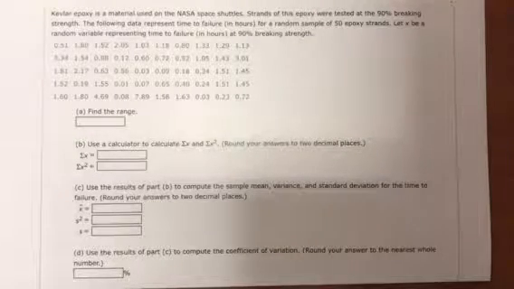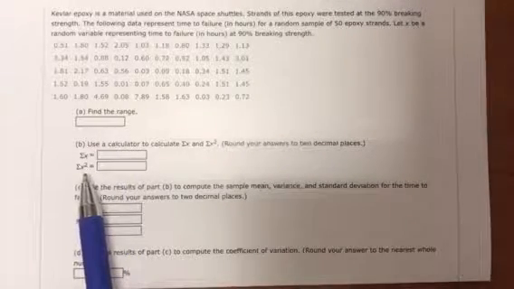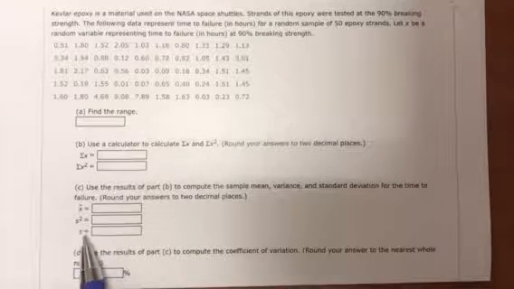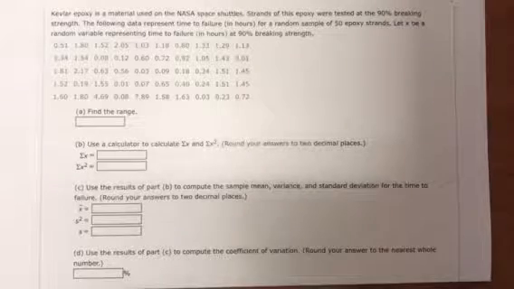Okay, so we have an example here where we are going to enter values into our calculator and use our calculator to find these values here. We're going to find the range, the sum of the data values, the sum of the squares, the mean, the variance, the standard deviation, and then the coefficient of variation. So if you don't already have these values plugged into your calculator, put this video on pause and enter these values in.